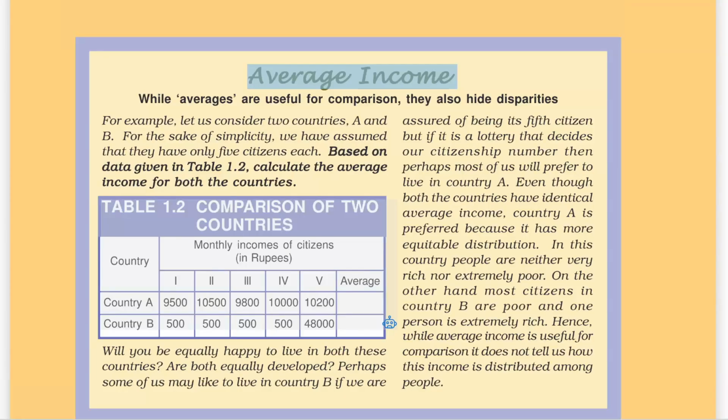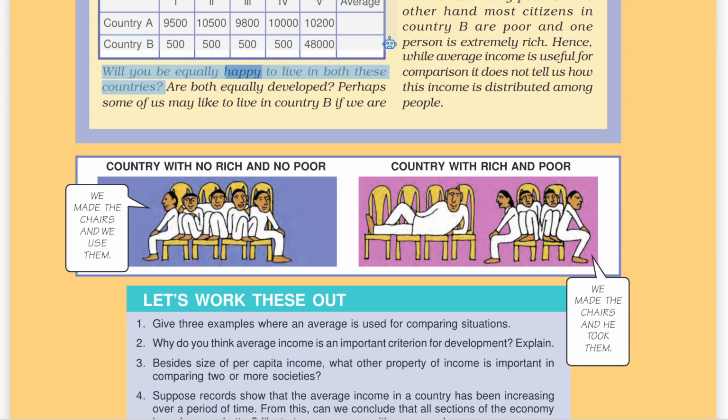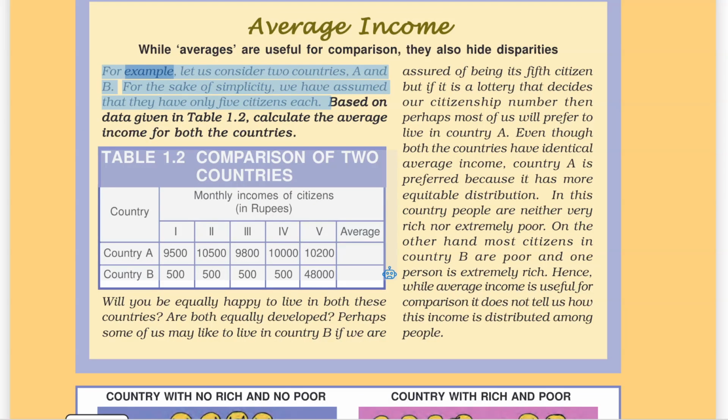Average income. While averages are useful for comparison, they also hide disparities. Will you be equally happy to live in both these countries? Are both equally developed? Perhaps some of us may like to live in country B if we are. For example, let us consider 2 countries, A and B. For the sake of simplicity, we have assumed that they have only 5 citizens each.